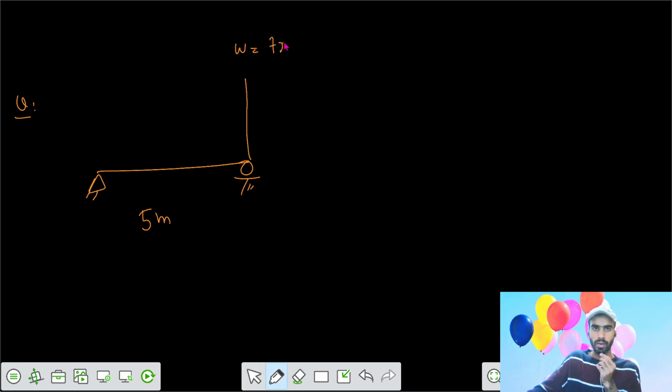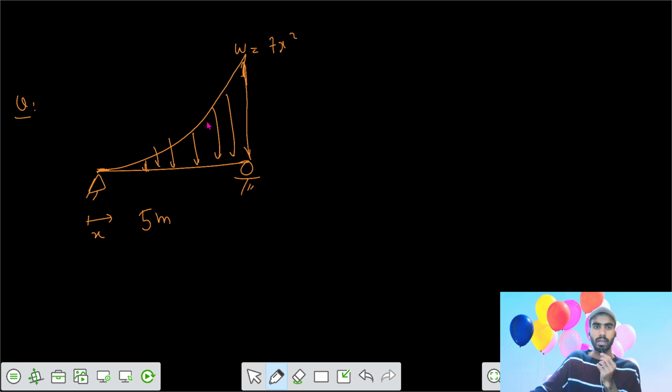Let's say this is a question: you have a simply supported beam of length 5 meter, and the variation of the loading intensity is a 2 degree variation, W equals 7x square, where x goes from 0 to 5 meter. So see here, this loading intensity is 0, then it reaches some value of 7x square. So your loading intensity is this one.